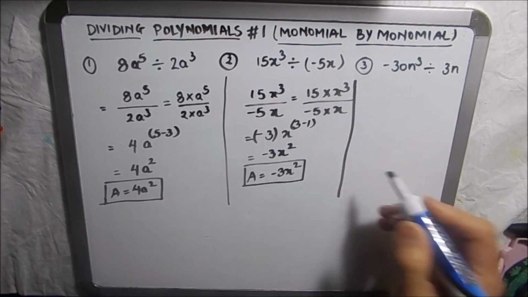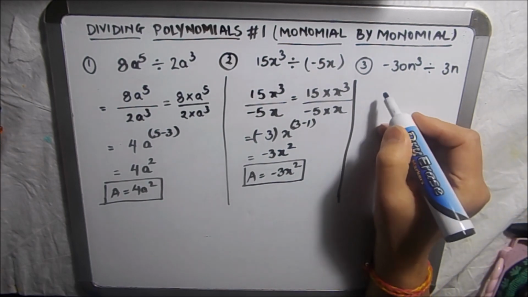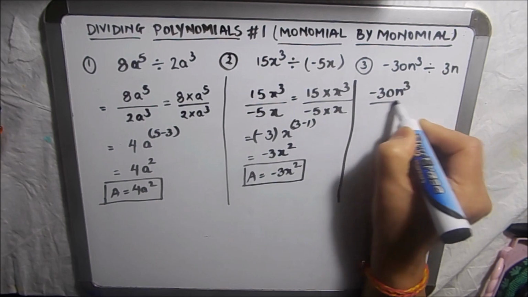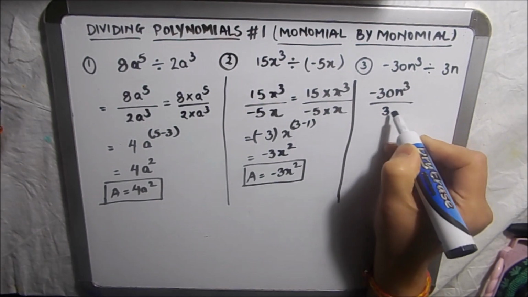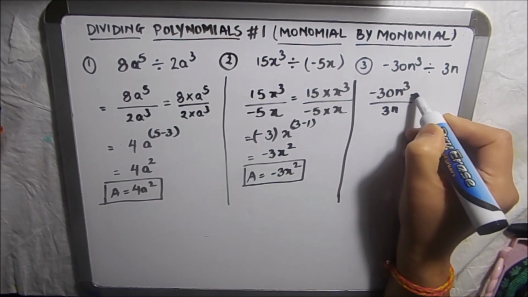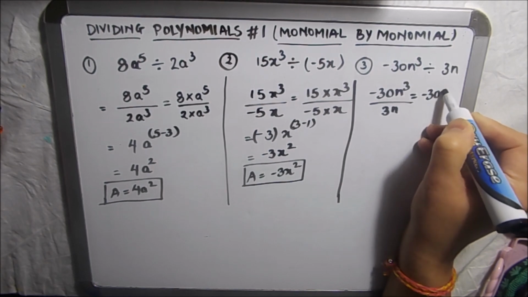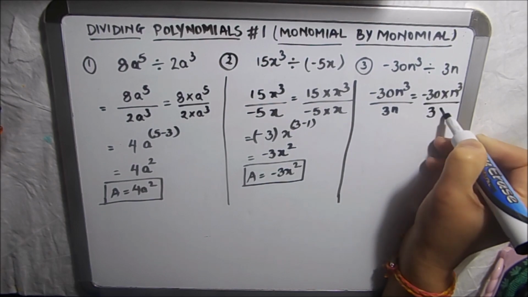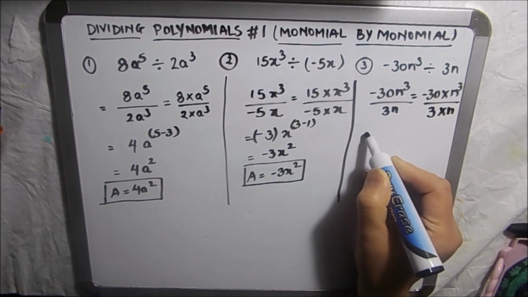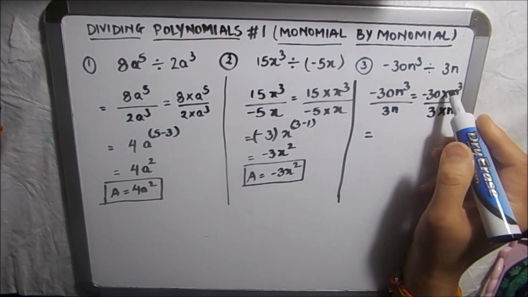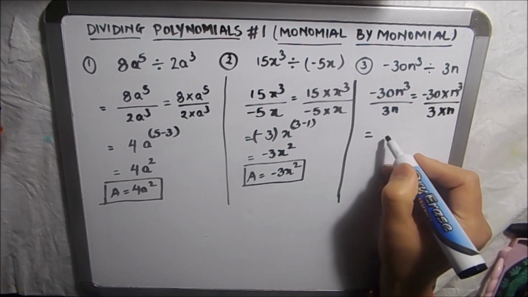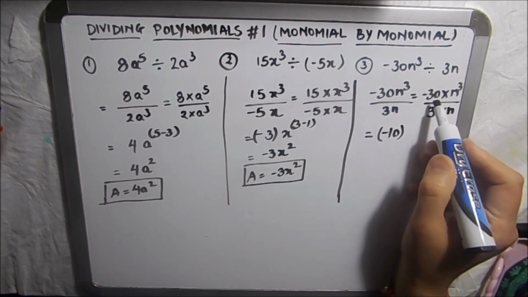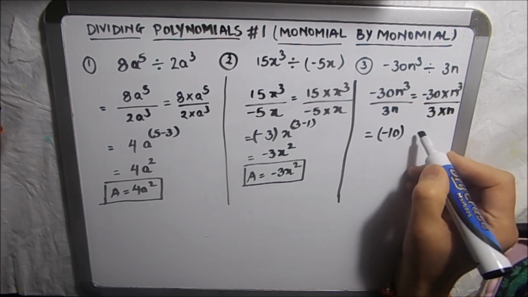Now let's do our last example in this video. So we have minus 30n cube divided by 3n. We will write it as minus 30 times n cube over 3 times n. So 30 gets cancelled by 3, so this is going to be minus 10. And the negative sign will be there.